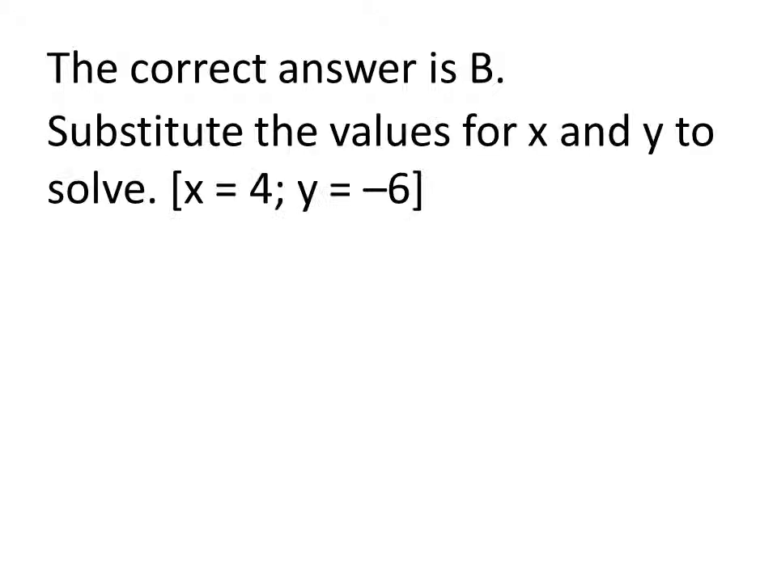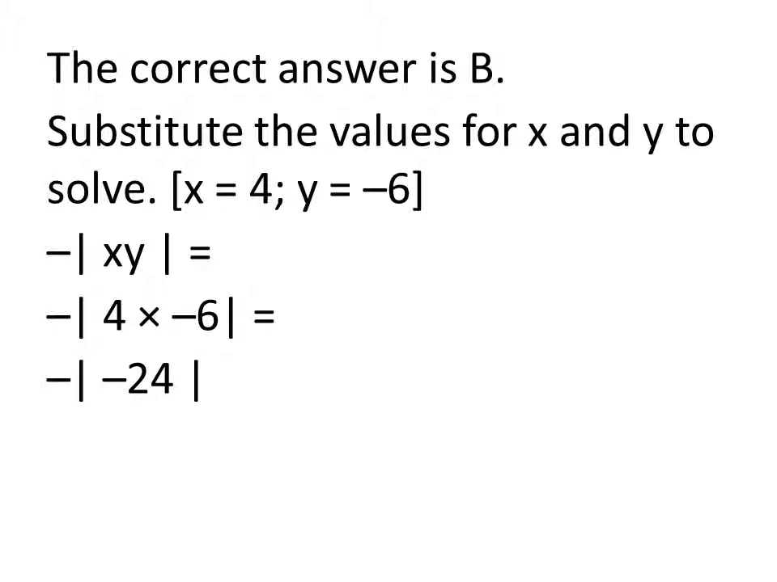Again, you need to substitute the values for x and y to solve. So here we have the negative of the absolute value of xy, and substituting first of all for the value of x, we get the negative of the absolute value of 4 times negative 6, which is our value of y. Multiplying that out, we get the negative of the absolute value of negative 24, which is equal to the negative of the absolute value of 24, which is equal to negative 24.